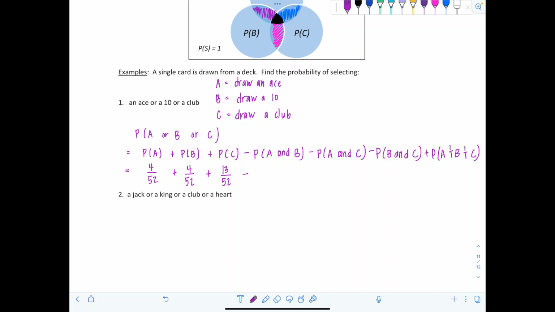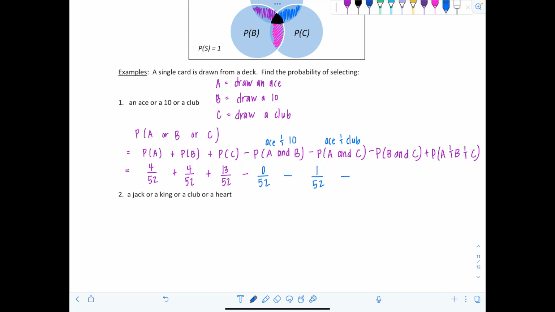Minus, okay, let's be careful here. Probability of A and B. So what's the probability that you get an ace and a 10? Well, that's impossible. You can't get a card that's simultaneously an ace and a 10. So the probability is 0 out of 52, or you could just put 0. Minus probability of A and C. So you get an ace and at the same time it's a club. Can that happen? Why, yes, if you get the ace of clubs. So 1 out of 52 for that guy.